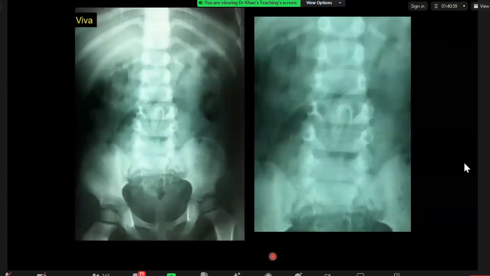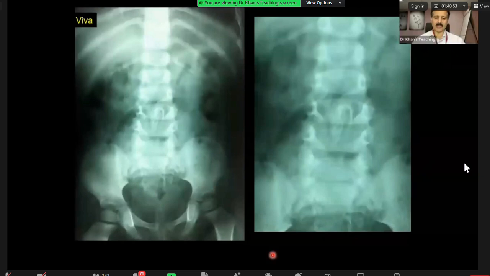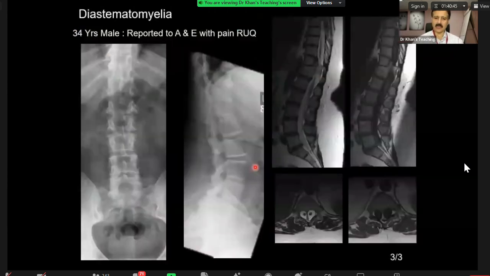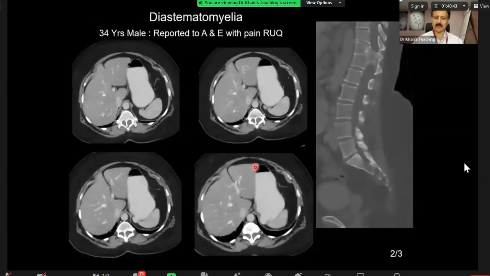Could that be the osseous bony structure you see in the diastematomyelia? I'm not sure. Absolutely. You see, the eye sees what the mind knows. And this case has come in the exam so many times. And this is the same thing which I am showing you.